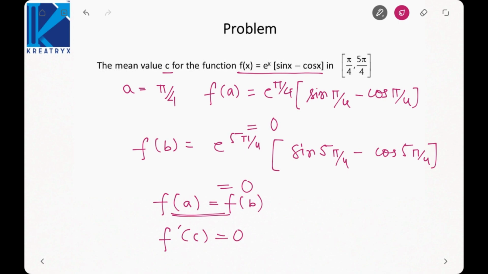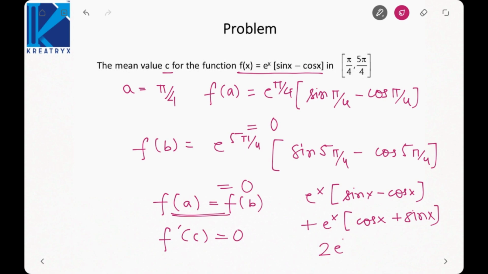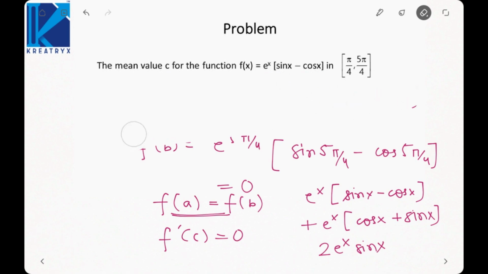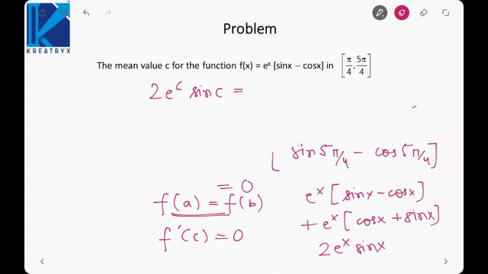So if you take the derivative of this function, it will be e raised to power x (sin x minus cos x) plus e raised to power x (cos x plus sin x). So it will be 2 e raised to power x sin x. So if there is a point c at which the derivative is 0, what can I say? 2 e raised to the power c sin c is 0.